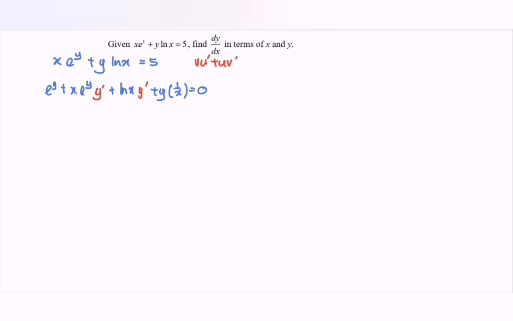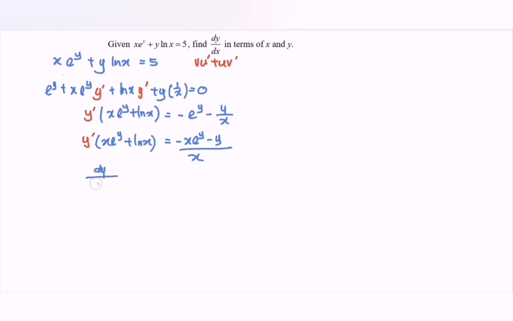So kindly focus on the y prime, where we have the dy/dx. So in here, we have the y prime, bracket, x^y plus ln x, equals to negative y^(x)... we have negative x^y, negative y over x. So kindly equate the denominator. So we have negative x^y minus y over x. So where we have y prime multiplied by x^y plus ln x. Continue. We have dy/dx, which is equal to negative x^y minus y over, we have x, bracket, x^y plus ln x. So that is the dy/dx.